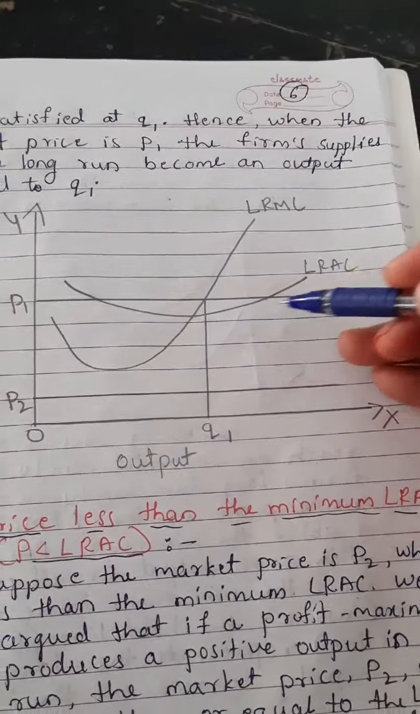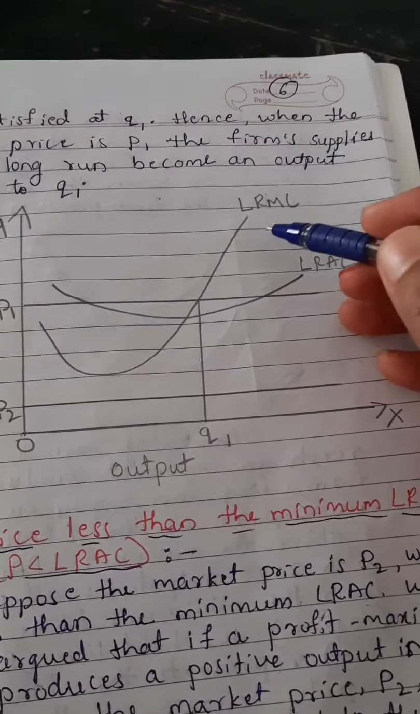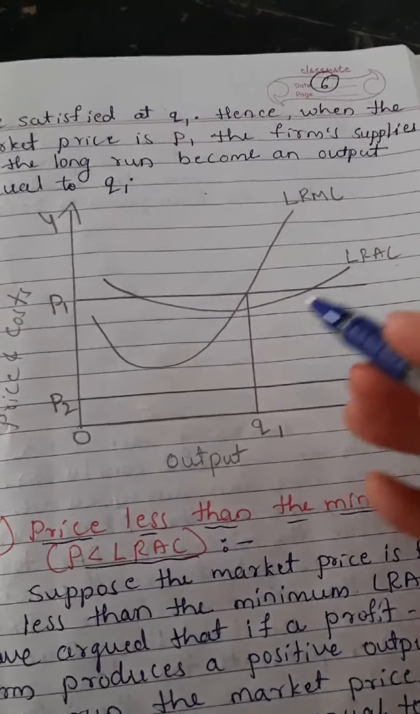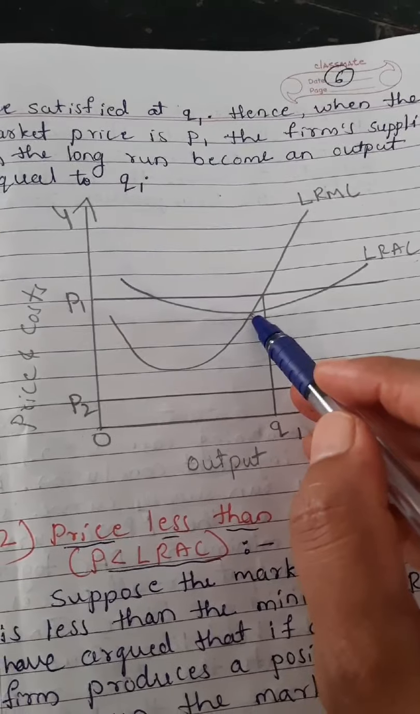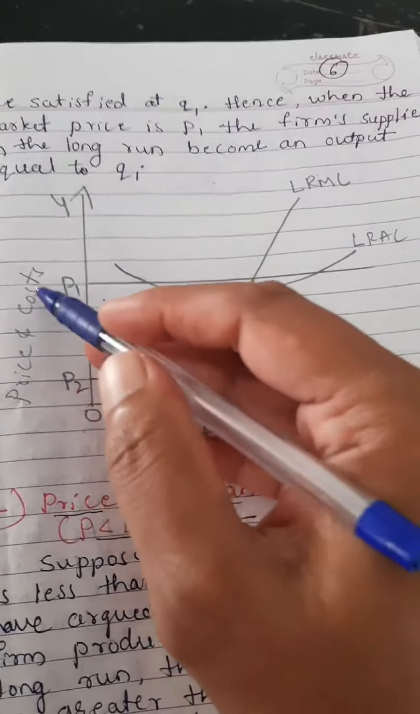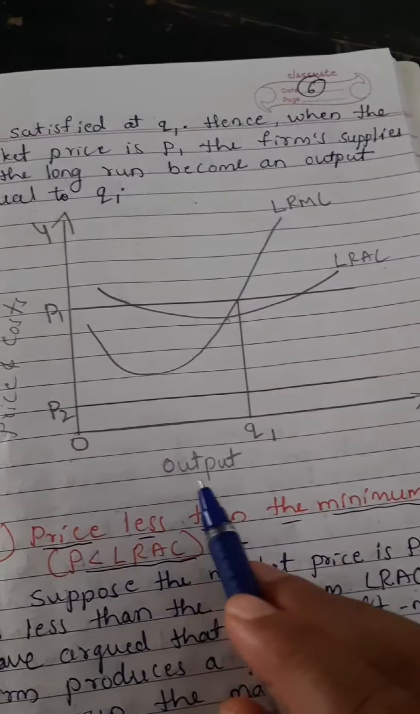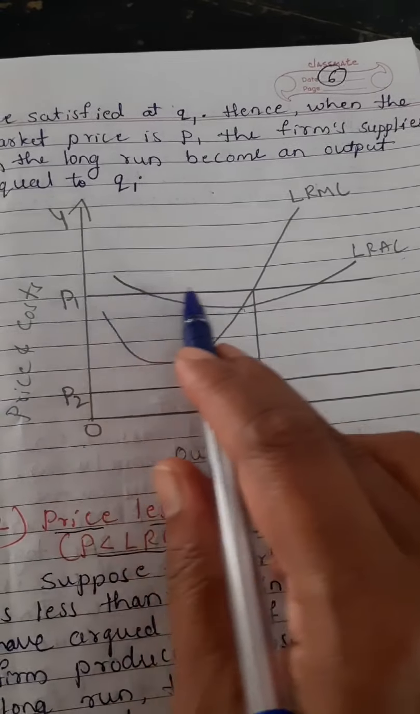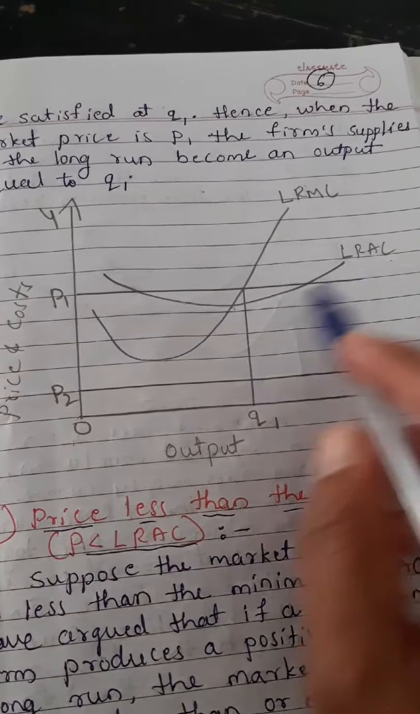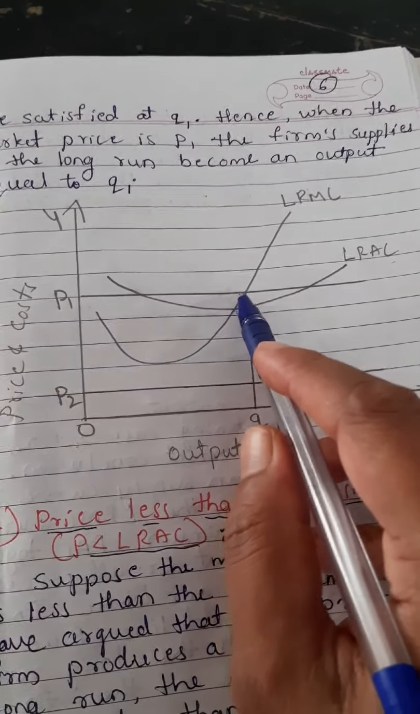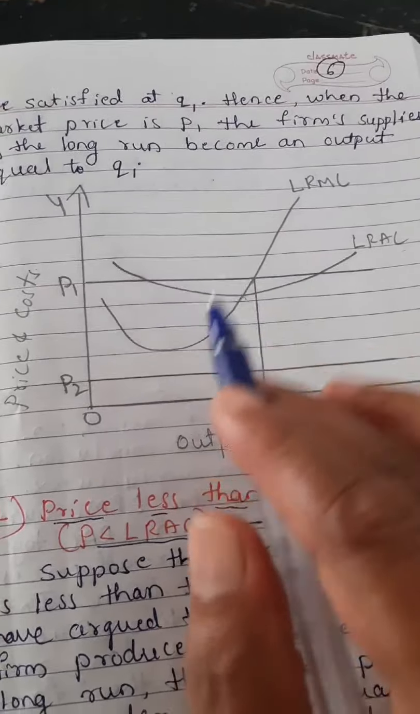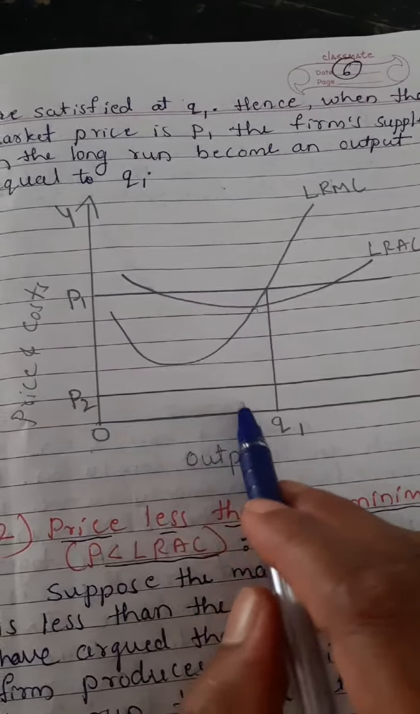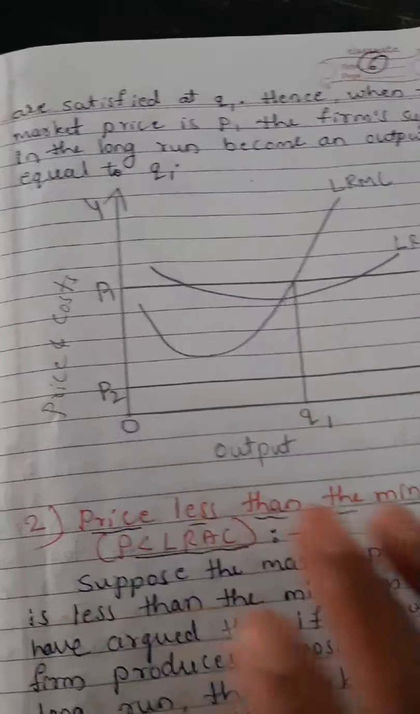Here also we are seeing the same thing, but only two diagrams here: the long run average cost curve and the long run marginal cost curve. Here is the intersect point of the long run average cost and long run marginal cost. Here OY axis is price and cost and OX axis is the output. Here price P1 is above the long run average cost. This can be profitable to the firm. Suppose they choose P2. At P2 there is 0 production here.